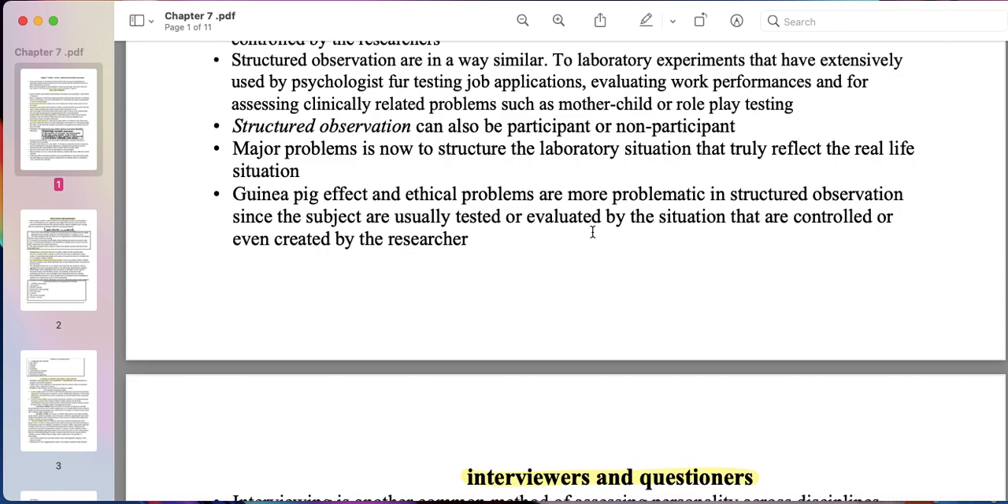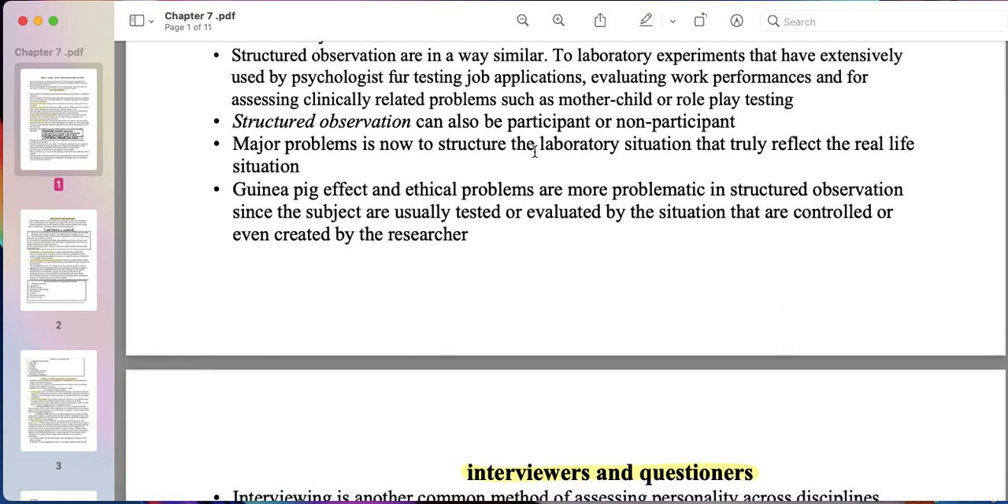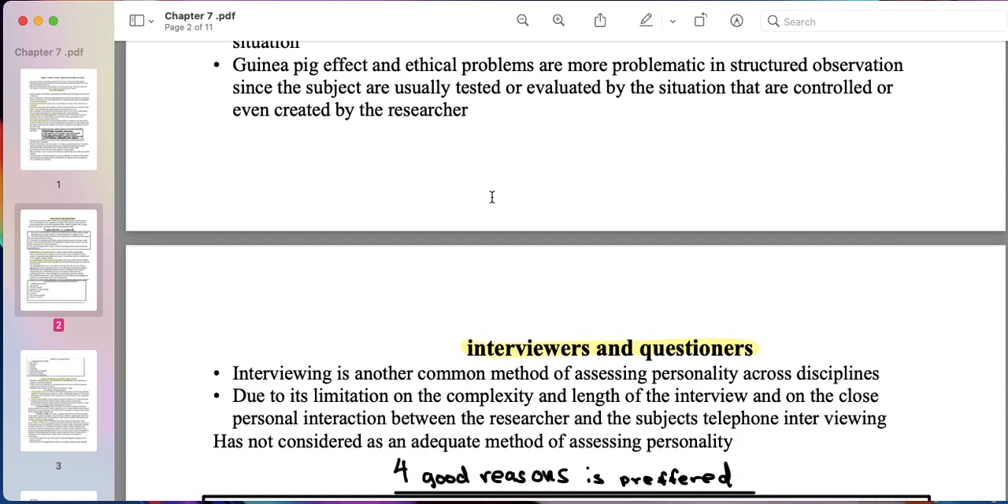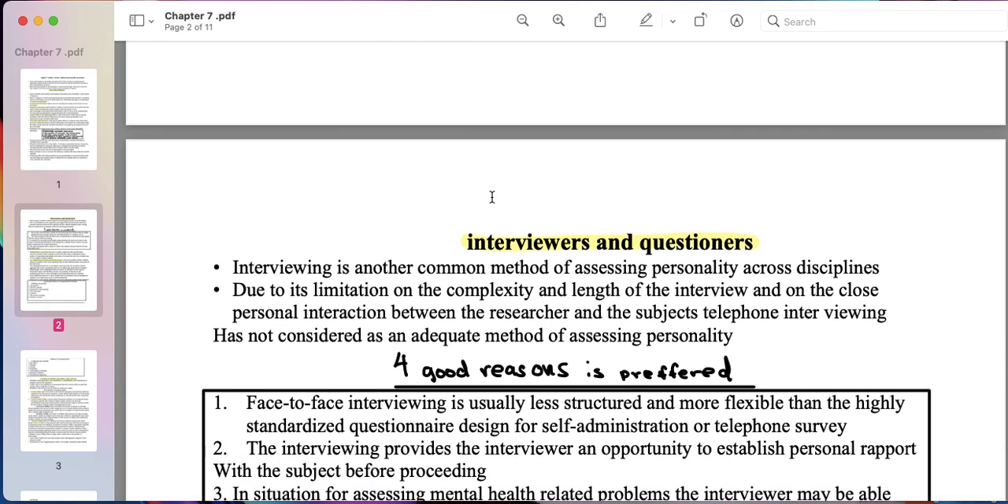Some of the problems with these observations, however, are whether the structure of the laboratory situation truly reflects the real life of the situation. We found the guinea pig effect and the ethical problems are more problematic in structured observation, since the subjects are usually tested or evaluated in situations that are controlled or even created by the researcher itself.